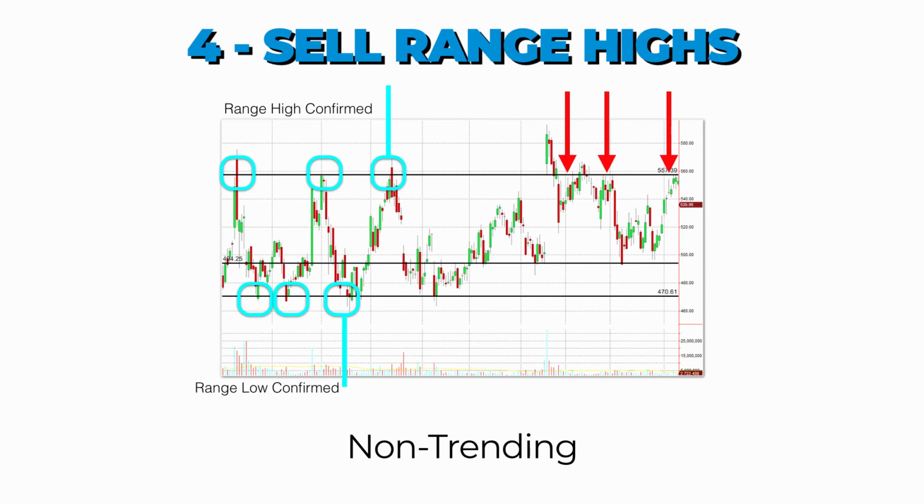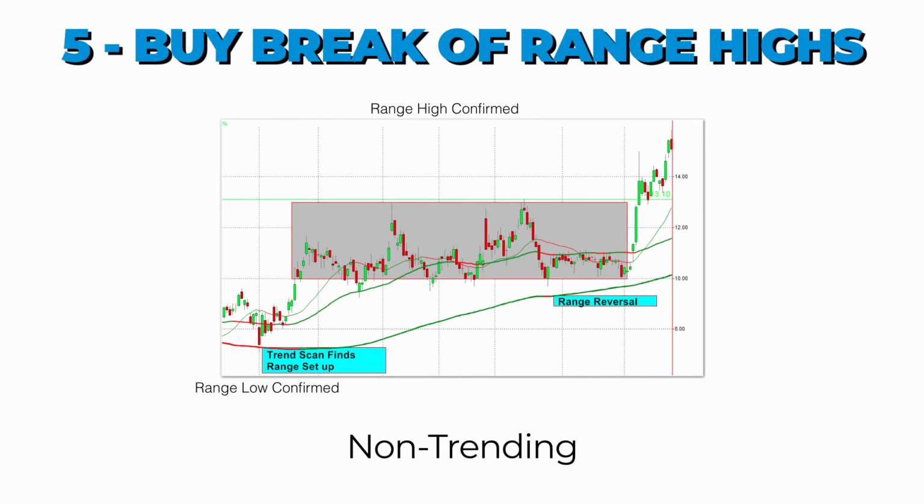So what does something new look like? It's the break of a range high. So the next pattern that we look for is a break of the range high. So once we've established the range, we've already got the rule for that. And this is just one of the several rules that we use to help us determine what a consolidation or a range or a non-trending market is.